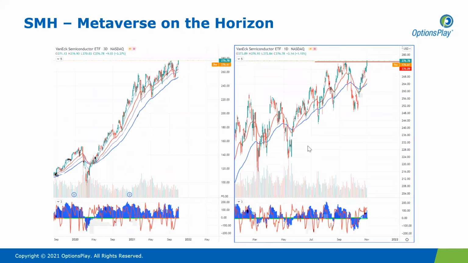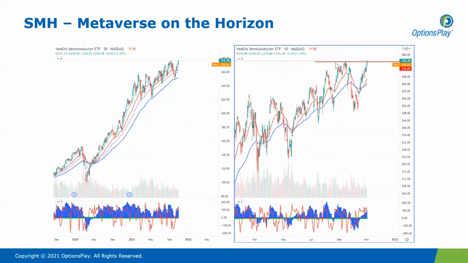Next, we have the semiconductor ETF, SMH. With all the new Metaverse announcements, and Facebook expected to grow its capital expenditure by 66% next year, semiconductors are really in a great position to benefit, especially names like Broadcom, Nvidia, AMD, and Marvell. I think the fundamentals look good for them based on Facebook's capex increase for 2022.